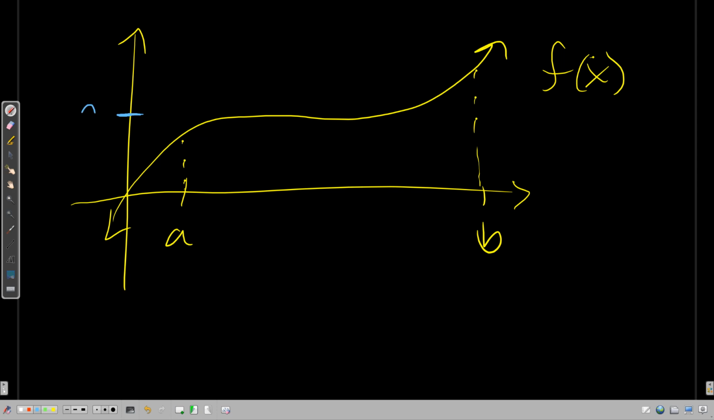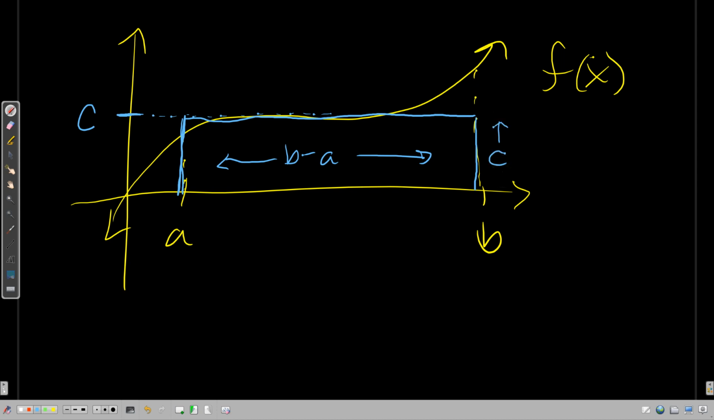Then there is some value here, call it c. There is some value c such that the rectangle of height c and width b minus a, so b minus a is this width right here, and the height is c. There's some rectangle that has the same area as that antiderivative, or excuse me, as that interval.